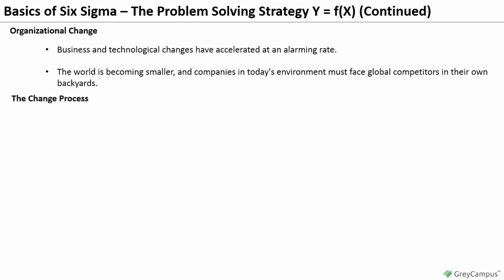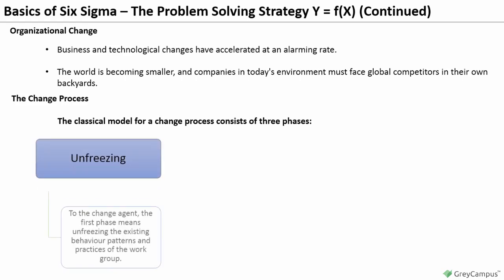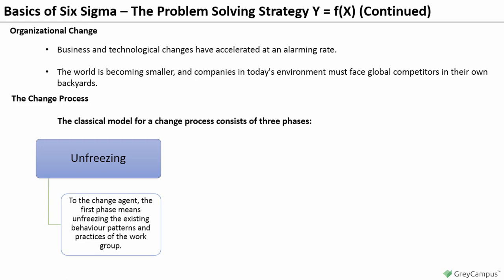The change process. The classical model for a change process consists of 3 phases: unfreezing, movement, and refreezing. Unfreezing. To the change agent, the first phase means unfreezing the existing behavior patterns and practices of the work group. This is where resistance to new programs appears and must be dealt with.